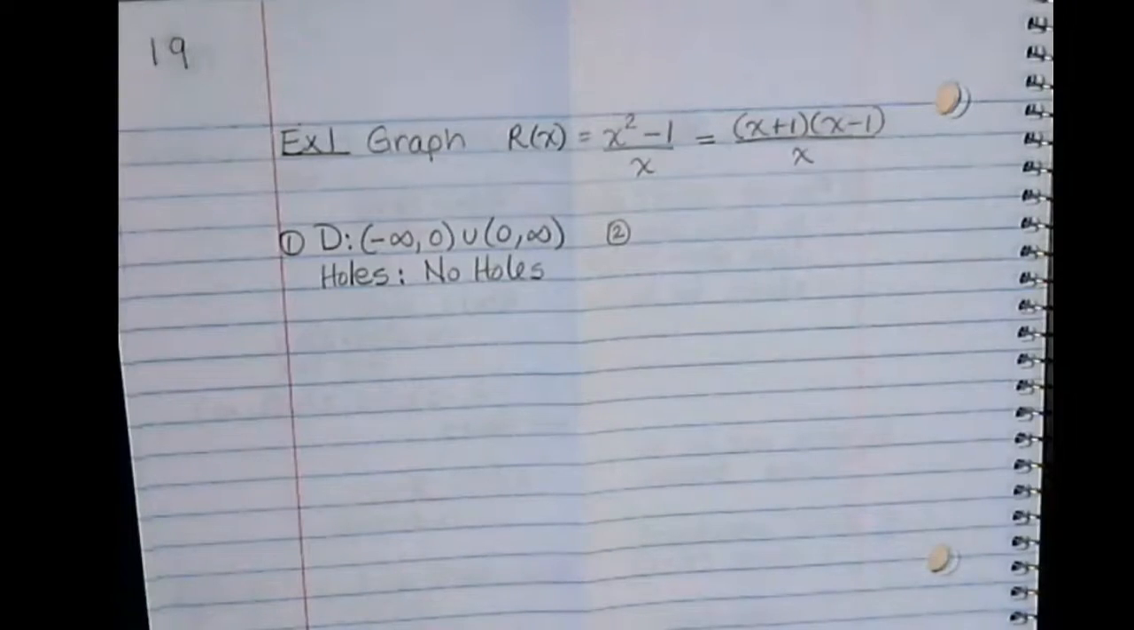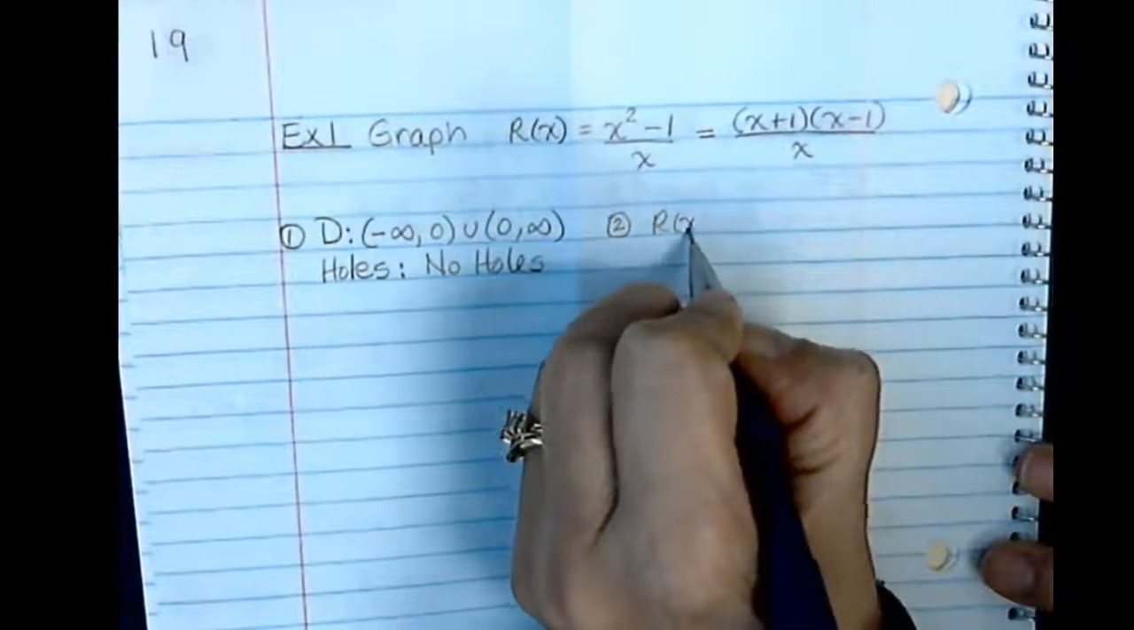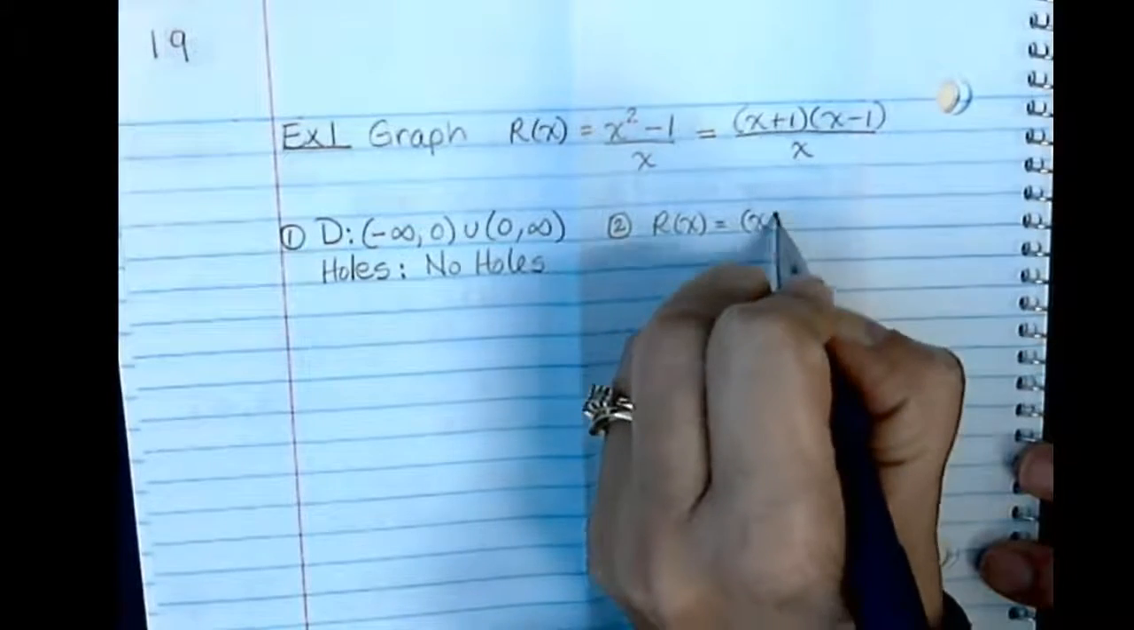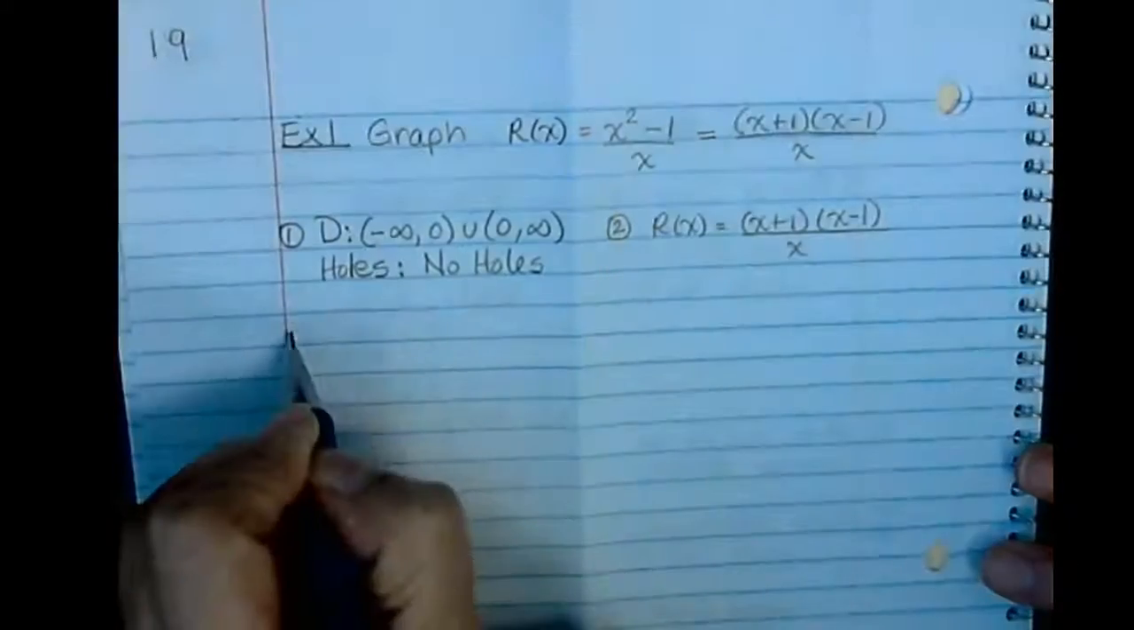Step 2 is to write it in reduced form, which it already is, so I'll just rewrite it. R of x is equal to x plus 1, x minus 1 divided by x.